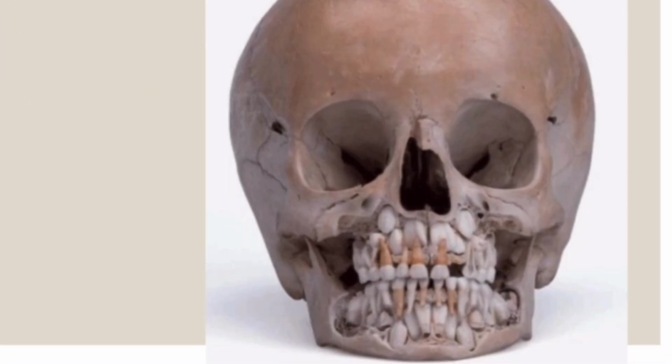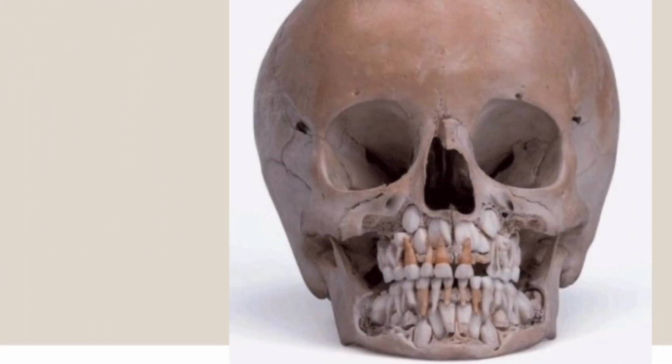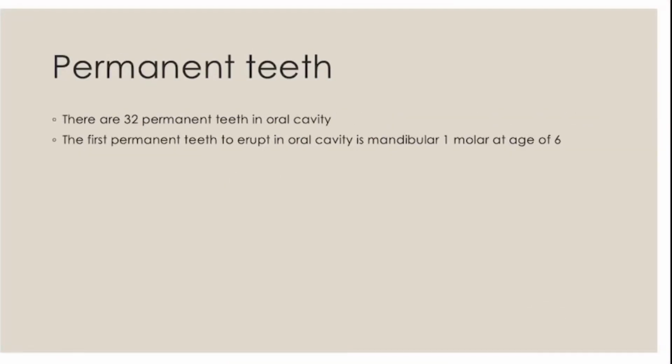Okay, now here in this image we can see these upper teeth are the permanent ones and the lower are the deciduous teeth. So the permanent teeth are causing the deciduous teeth to exfoliate and come into their place. So it's the mixed dentition phase. So they are permanent teeth. There are 32 permanent teeth in the oral cavity.